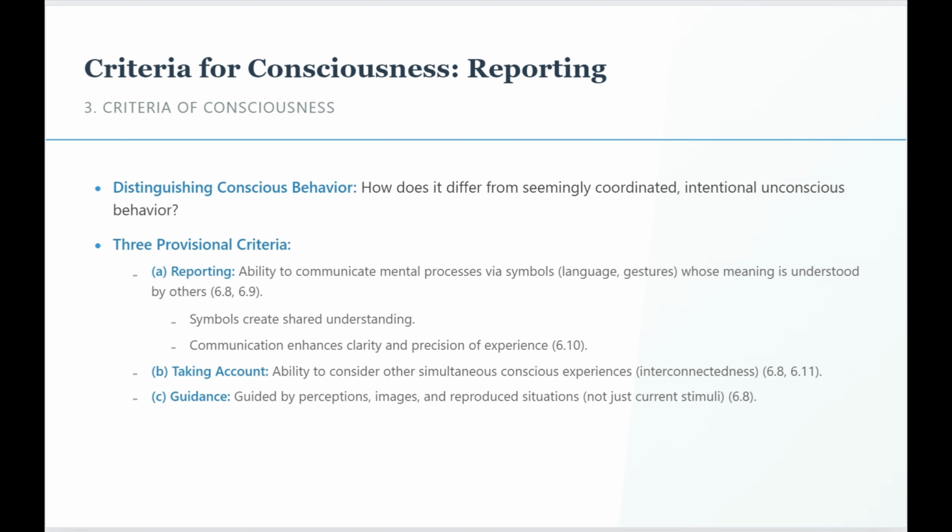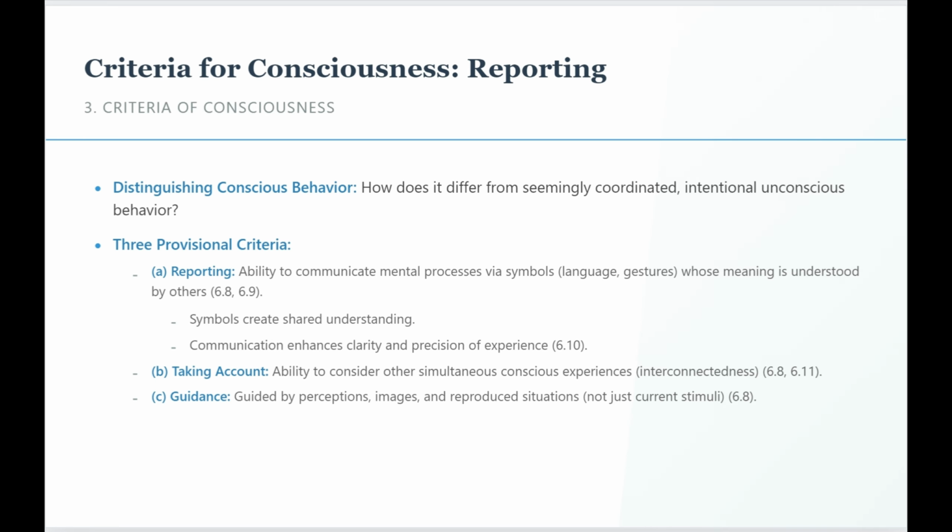Okay, so how do we tell conscious behavior apart from unconscious behavior that still looks coordinated and intentional? Think about driving a car while talking on the phone. You're doing multiple things, maybe not fully conscious of every gear shift or muscle twitch, but it's still a complex, seemingly coordinated act. The text proposes three key criteria, provisionally, for conscious behavior. First, reporting. Can the person tell you what they did or are doing? This means using symbols, language, gestures that others understand similarly. This isn't just about communication.